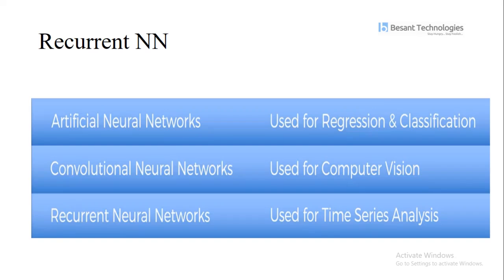This artificial neural network is used for regression and classification purposes. This convolutional neural network is mainly used for computer vision. This recurrent neural network is used for time series analysis. So ANN is mainly used for regression and classification, for example, how much your house rate will increase. CNN is mainly used for vision-based analysis, where we are analyzing images, and RNN is mainly used for time series analysis. So we have all these things together: ANN, CNN and RNN.